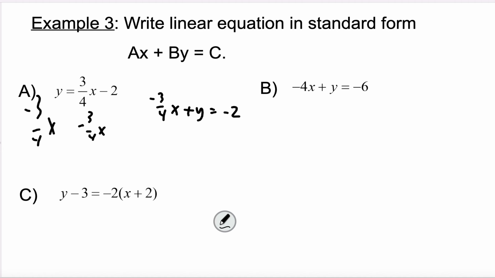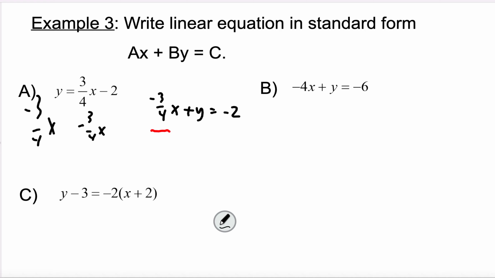All right, if you remember, your B and your C values, that's in front of the y and the constant term, have to be positive or negative whole numbers, and they are. But the A value has to be a positive whole number. First of all, the A value there is not a whole number. It's a negative 3/4.